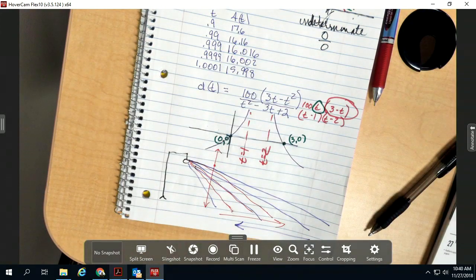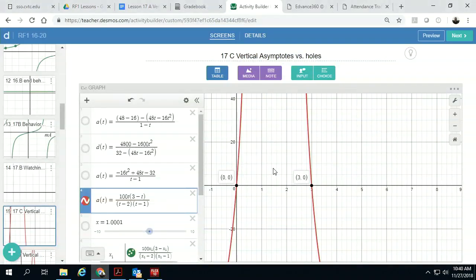So they show that on our graph like this. There is no shadow at 3 seconds. I'm sorry, the shadow is moving at a 0 velocity at 0 seconds and 0 velocity at 3 seconds.